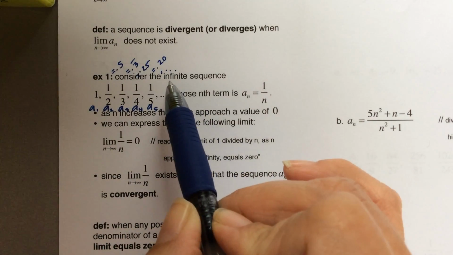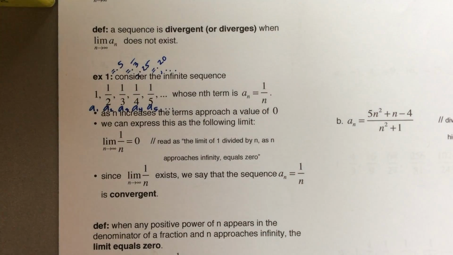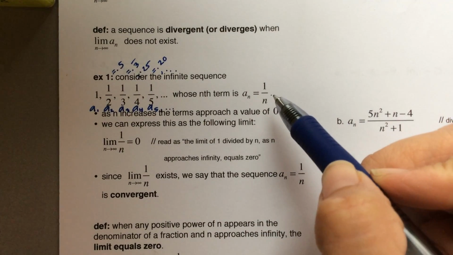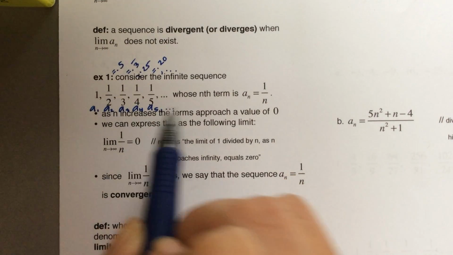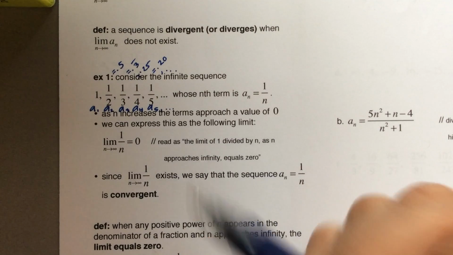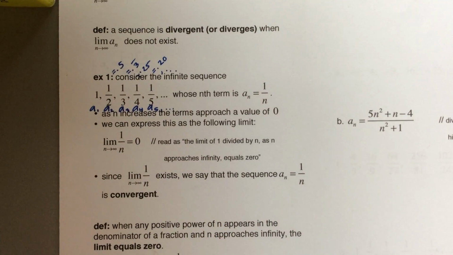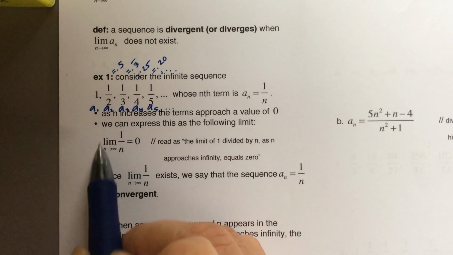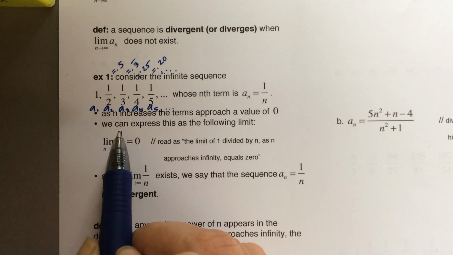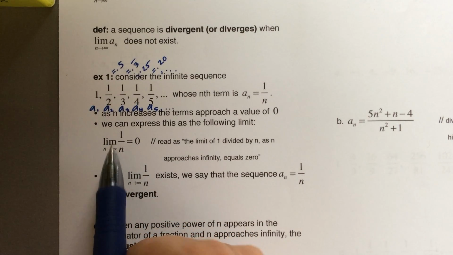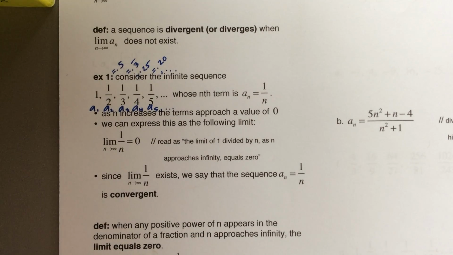Since this is an infinite sequence, this is going to keep on going to infinity, which means that our numbers are going to be getting closer and closer to 0. So we can say that as n increases, the terms are approaching a value of 0. Since it approaches a value of 0, we're going to say that this limit is convergent. Here is how we can say all that in a summarized notation. This is read as the limit of 1 over n as n approaches infinity equals 0. Once again, because this equals 0, which is a number, this sequence is convergent.